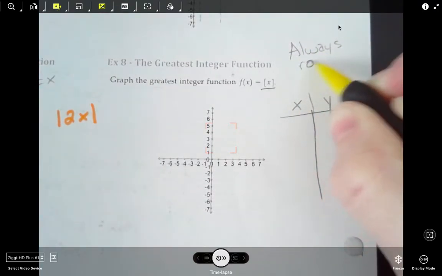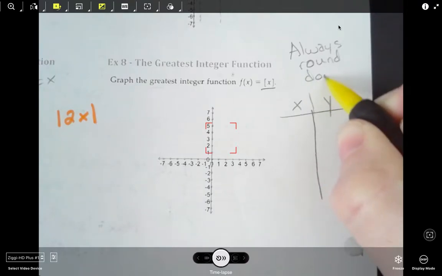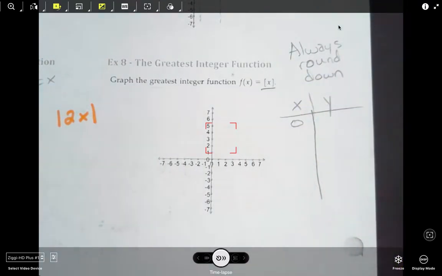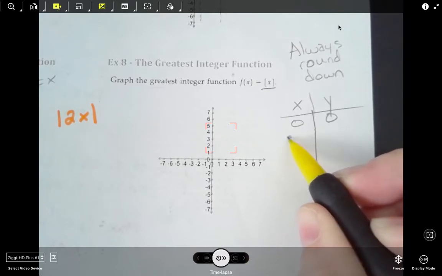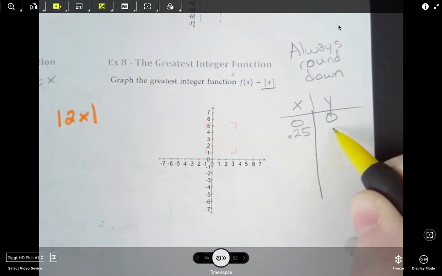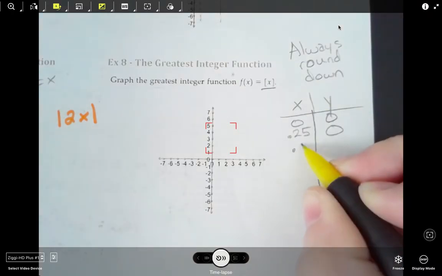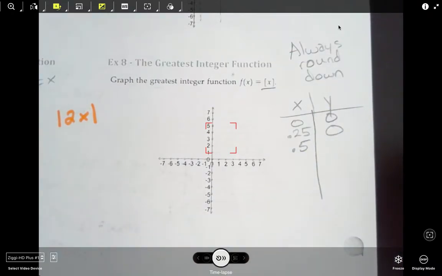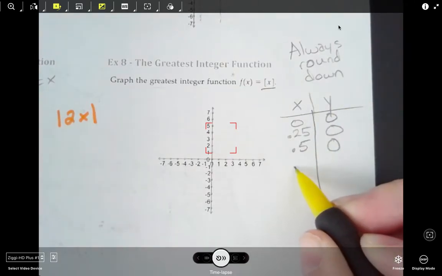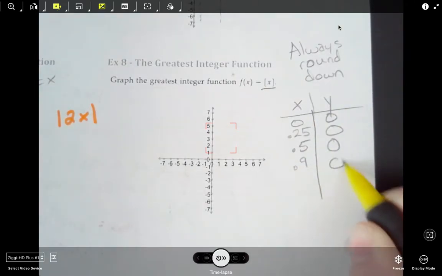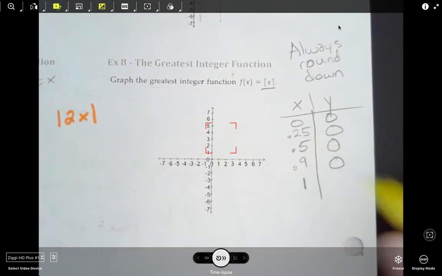Always round down. So, the greatest integer of 0 is 0. The greatest integer that's less than 0 is 0. 0 is going to round down to 0. 0.25, which is 1/4, rounds down to 0. 0.5 usually rounds up to 1, but it's going to round down to 0. 0.9 is going to round down to 0 until we get to 1. And 1 is going to round up to 1.